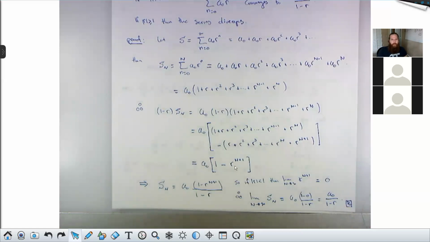So if the absolute value of r is less than 1, then the nth partial sum, and we're able to find a nice formula for it here, has only this piece depending on n, and this piece goes to 0. So you end up with A naught over 1 minus r, just like we claimed we would. In particular, the series converges.